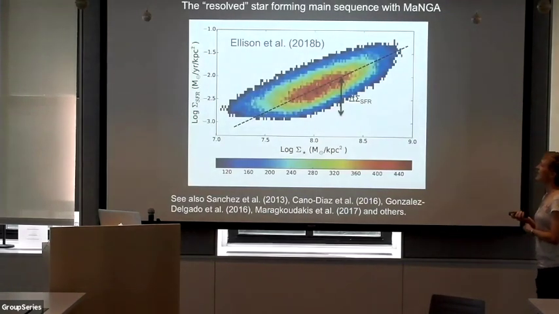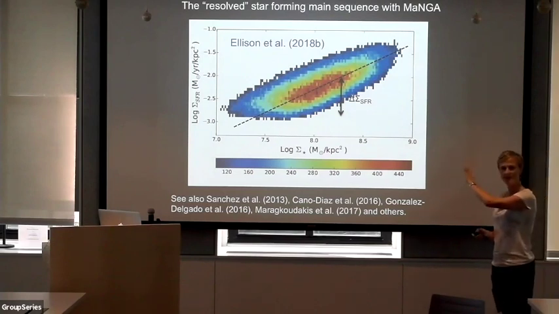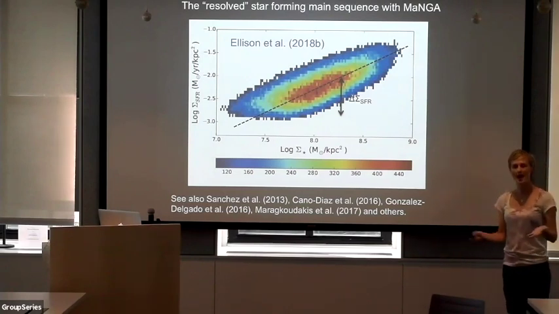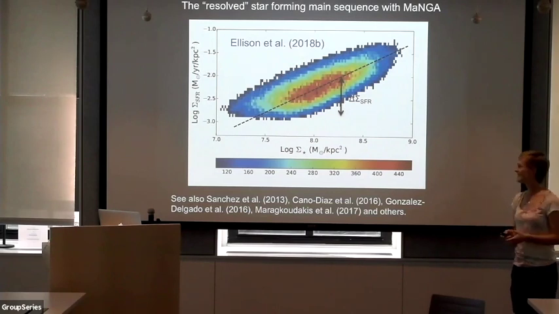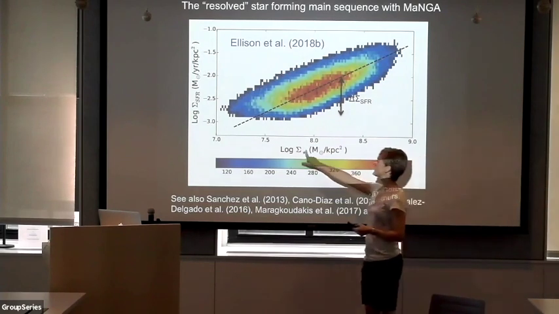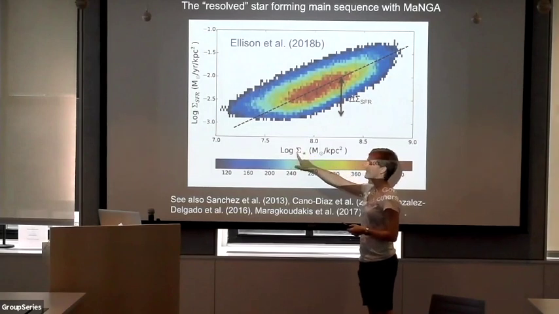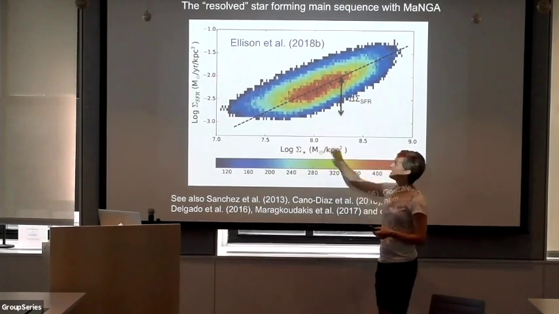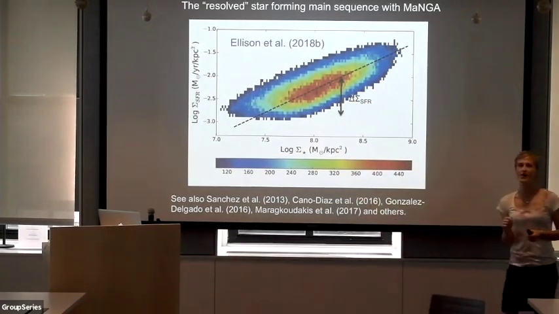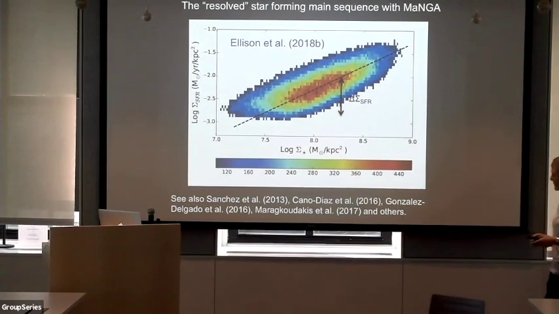Okay, so this is a diagram that shows the distribution for all spaxels, all of those spectral pixels in MaNGA. So this is not specifically for mergers. You just take all of your maps of all of your galaxies and you plot the surface density of stellar mass relative to the surface density of star formation. So this has been called in the literature the resolved star forming main sequence.